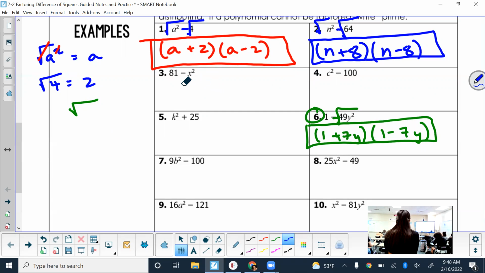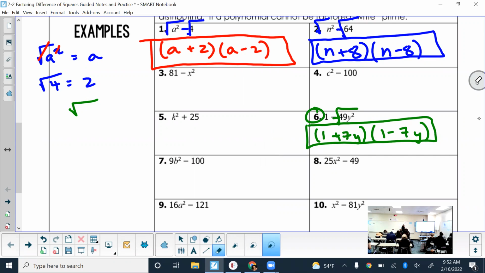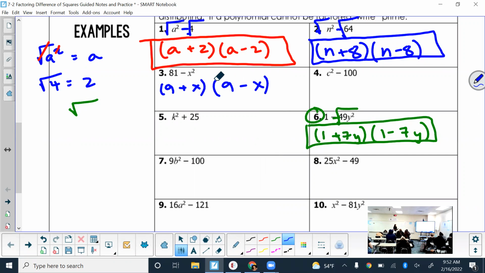All right, you guys try 3, 5, and 7. Try these 3. All right, what was the answer for 3? Yes, 9 is the square root of 81, and then what? Plus x, good. And then your other parentheses would be the same thing, just with a minus sign.